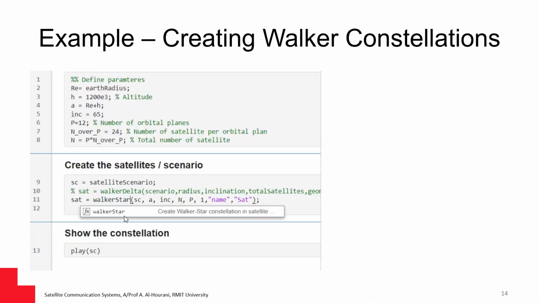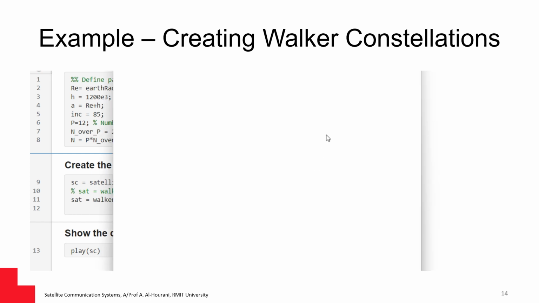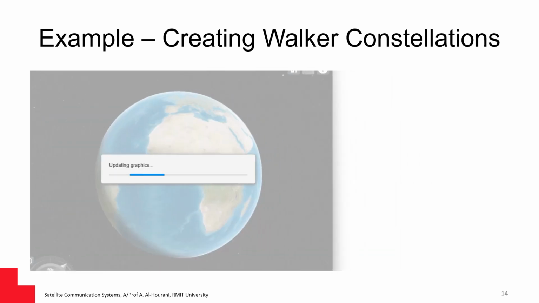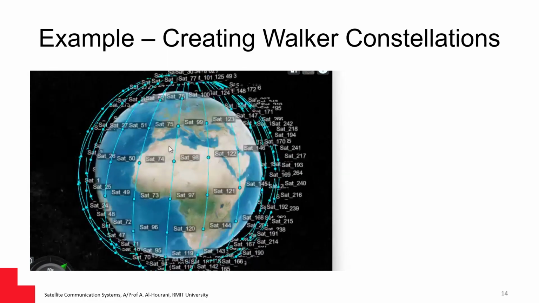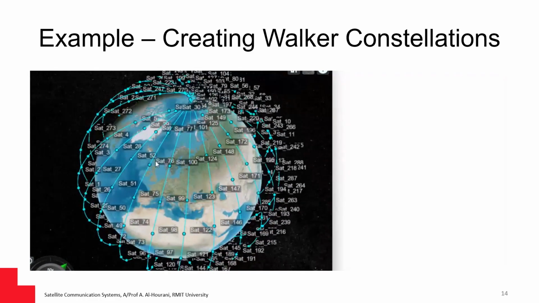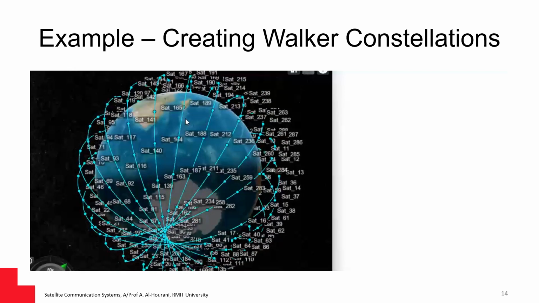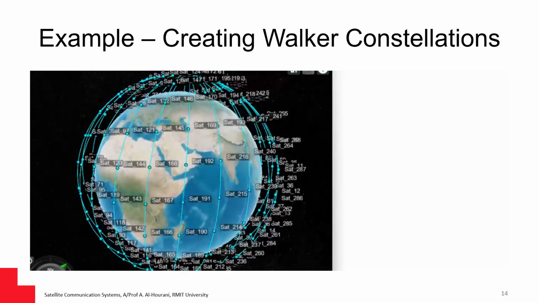For Walker star, you simply replace the function of Walker delta with Walker star, but also remember that Walker star requires higher inclination. So I'm going to use an example of 85 degrees, and I'm going to run this example. Let's see, the results will come shortly. This takes a bit of time because of creating all these satellites. Here the satellites are coming, and now we can note shortly that these satellites are also passing very close to the poles, both the North Pole and the South Pole. So what you're seeing now is the Walker star constellation.